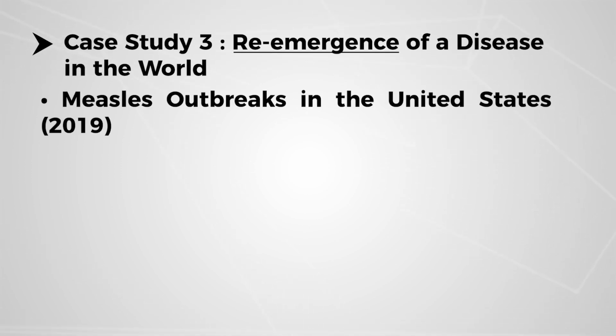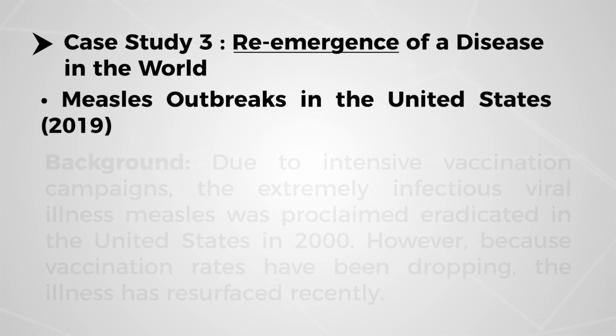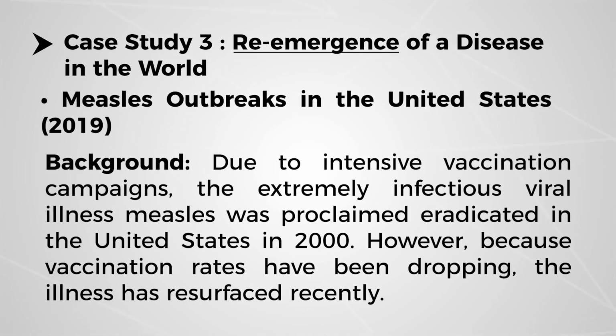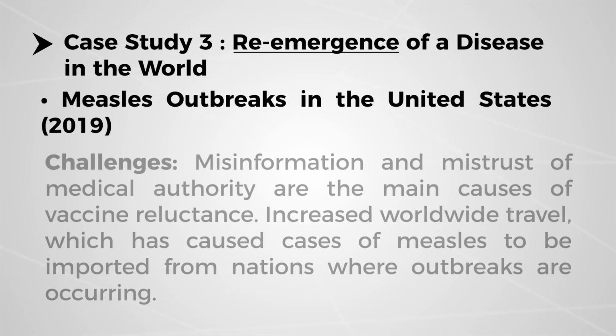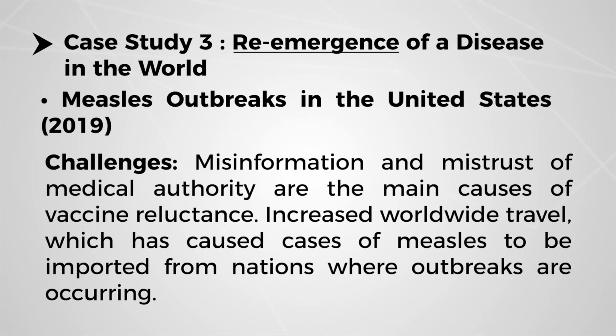Then another case study, number 3, is the re-emergence of disease in the world, like the measles outbreak in the United States in 2019. That is a country like the USA, which is very developed, but still there was re-emergence, with 1282 confirmed cases in 2019 in the USA. Even so, misinformation and mistrust of medical authority are the main causes of vaccine reluctance, and increased worldwide travel has caused different types of measles.